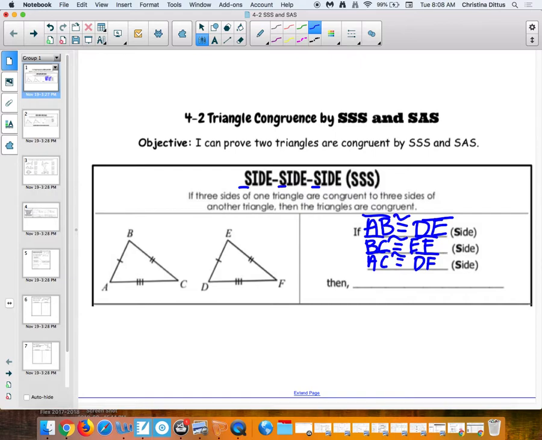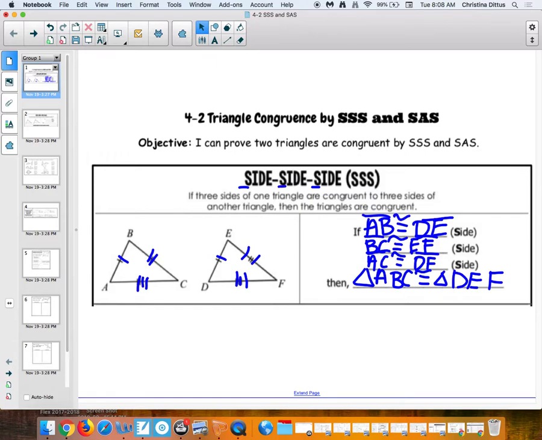So if I have two triangles and I can match three pairs of sides, 1 dash, 2 dash, 3 dash. Everybody know what I'm saying? 3 pairs of sides? Then I can say my triangles are congruent. Triangle ABC is congruent to triangle DEF. Make sure again that this stuff matches exactly.